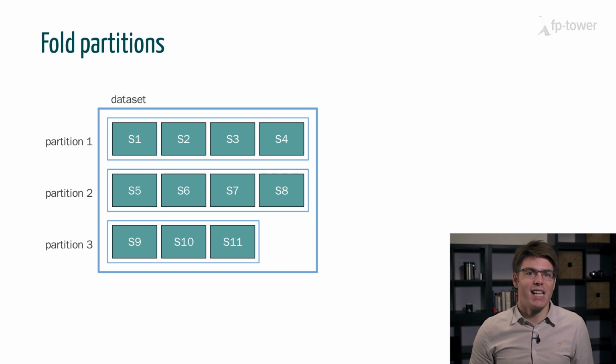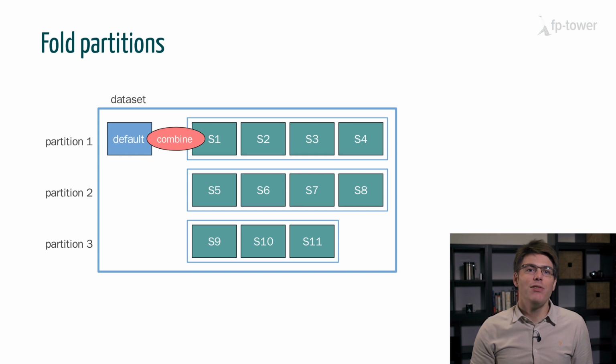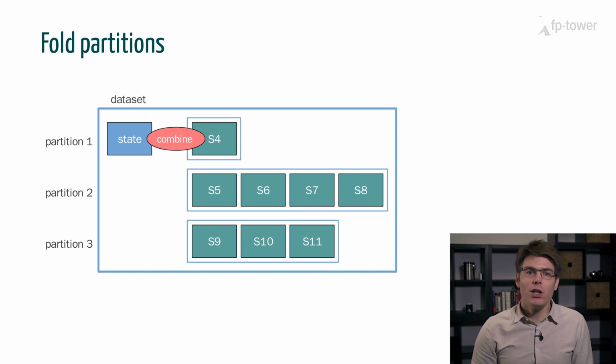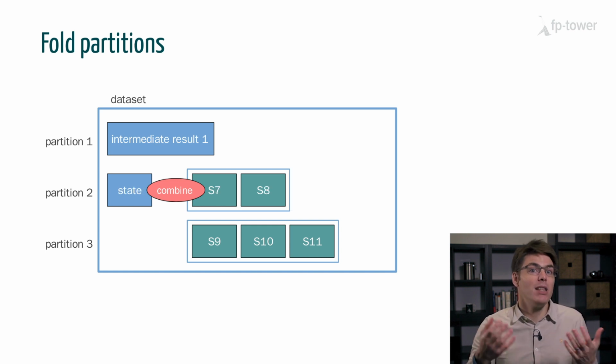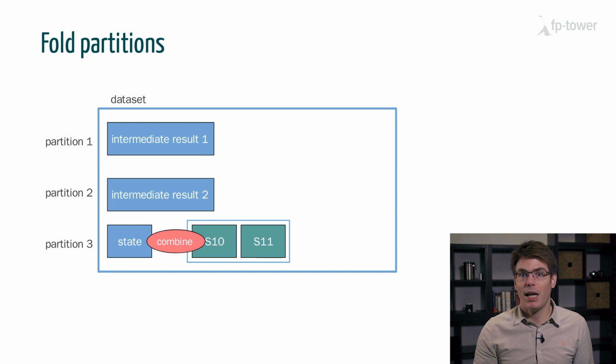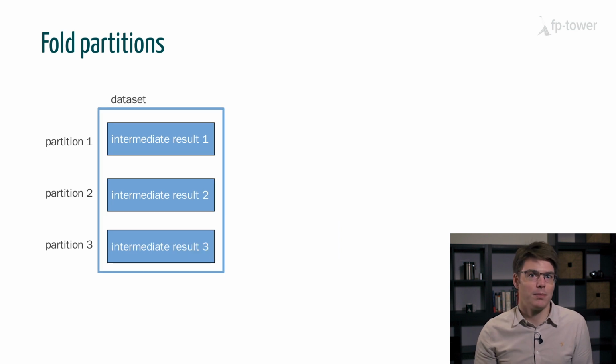We start with a dataset split into 3 partitions. Then, we define a default value, and we start by folding the first partition using a combined function. For mean temperature, we'll check which sample is the coldest, and for size, we simply use +1. When the first partition is completely consumed, we obtain an intermediate result. Then, we repeat the same process for partition 2 and the same for partition 3.